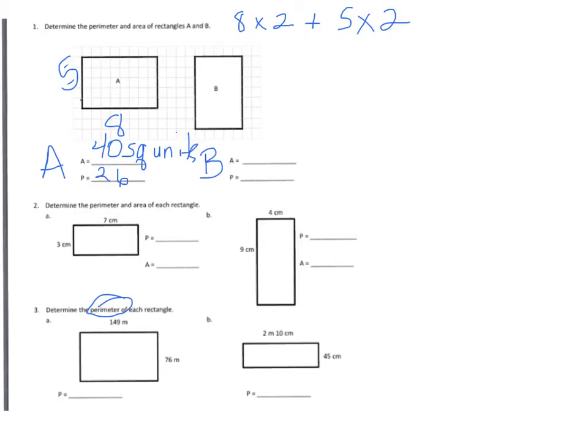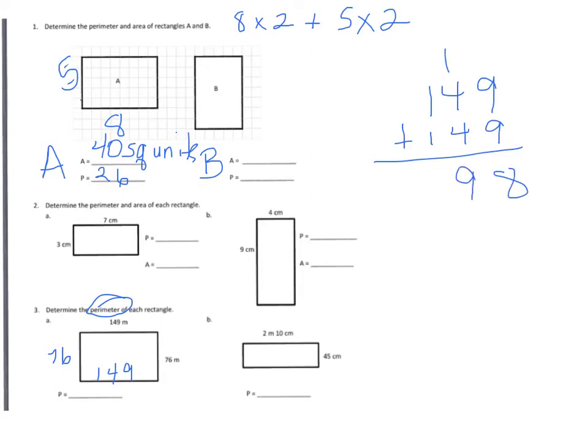The perimeter for A is 149 meters times 2, 149 meters plus 149 meters. Then we have to add 76 plus 76. Now, this is easy. It's just a bigger problem to deal with. We don't know how to multiply 149 times 2 yet, so we're just going to add that together. Okay, so 9 plus 9 is 18. Carry your 1, that'll be 9. So we have 298 plus 76.